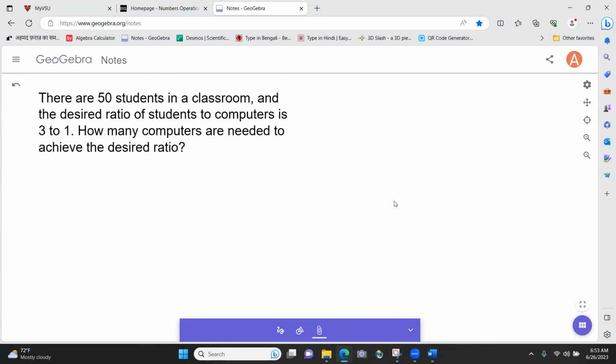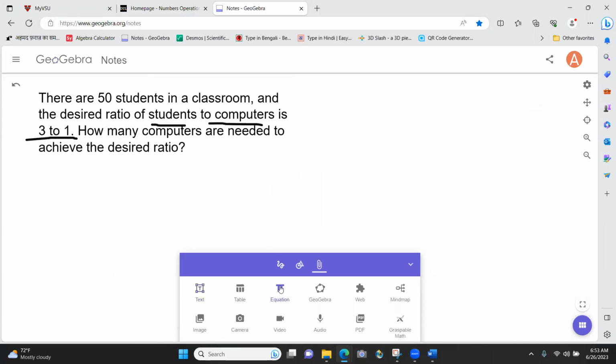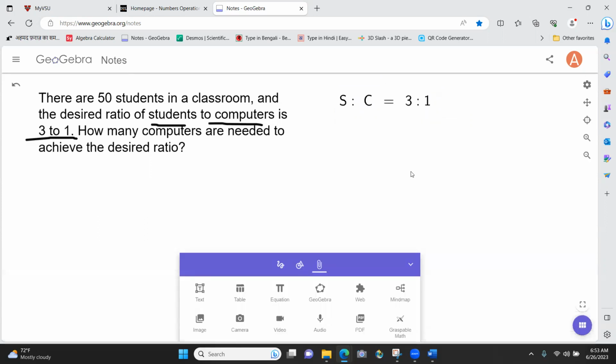There are 50 students in a classroom, and the desired ratio of students to computers is 3 to 1. This is important. The order is important here. Students to computers is 3 to 1. What does that mean? Suppose S is the number of students and C is the number of computers. That has to be 3 to 1. That means every computer is assigned to 3 individuals. How many computers are needed? It's a very interesting question.